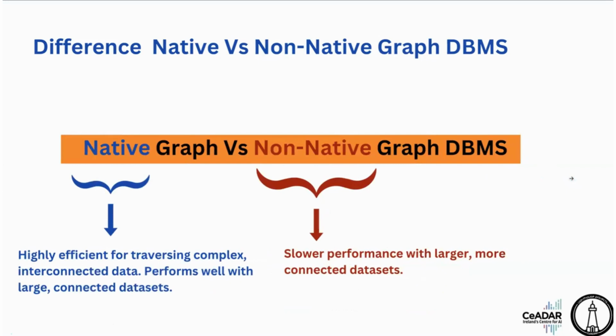So what is non-native? When we compare non-native with native graph database management systems, non-native has completely slow performance with large or highly connected data. Native graph is highly effective for traversing complex interconnected data, and it also performs well for large and connected datasets.